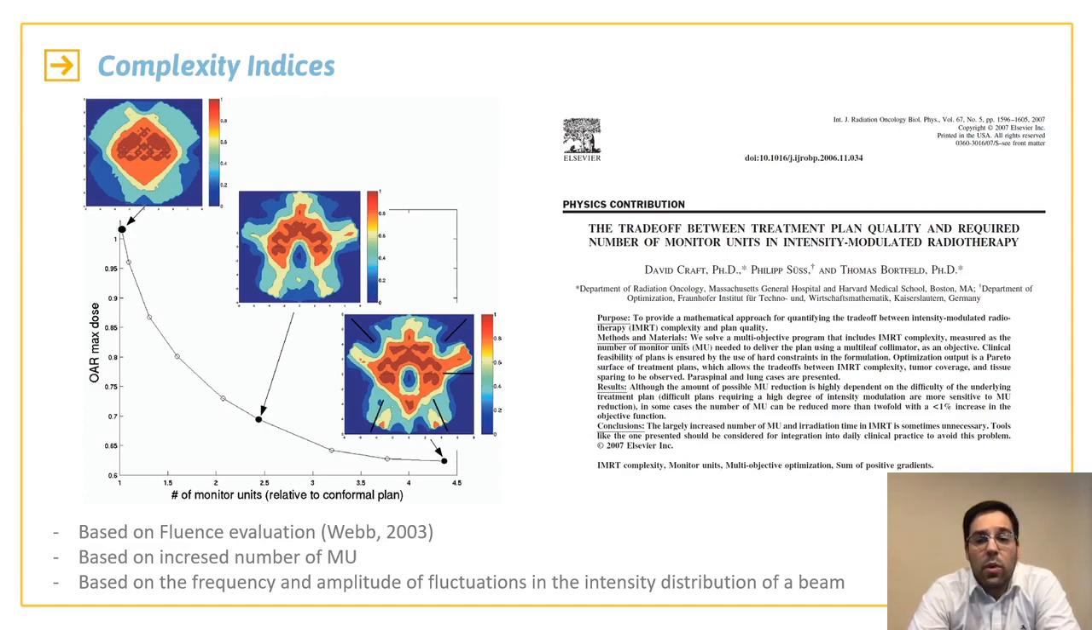There are several ways to approach this problem. Webb in 2003 based this analysis only on fluence variation between beamlets. Other works treat the problem with the rise of monitor units, and some others are based on the frequency and amplitude of fluctuation in the intensity distribution of a beam.